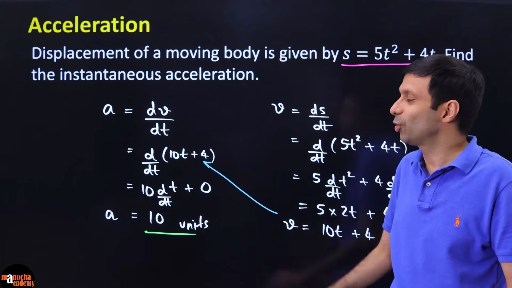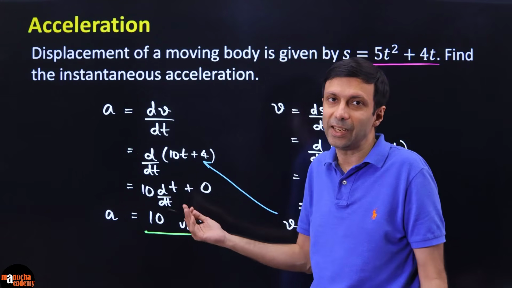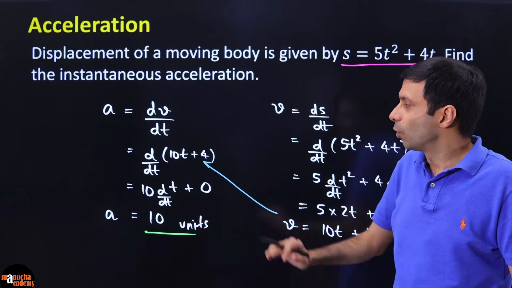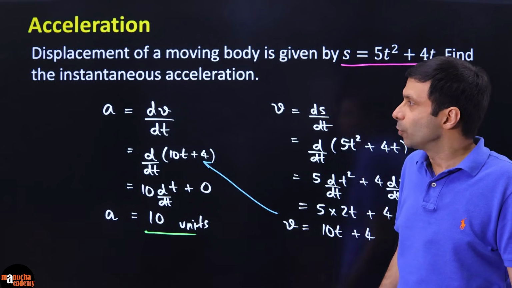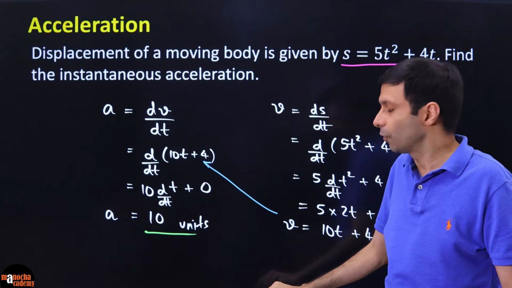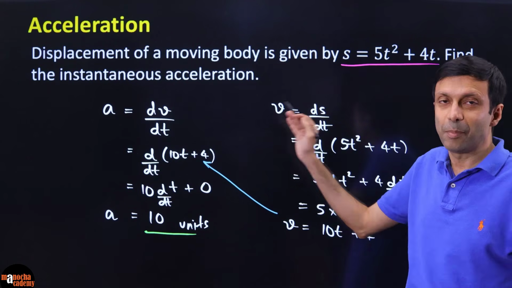So it is actually a case of uniform acceleration, but it need not be. Maybe you could have got an expression like 10t or 5t or something like that. So this is what we have got here. So basically you can see, you can find acceleration as differentiation of the velocity. If displacement is given, it's like a double differentiation.